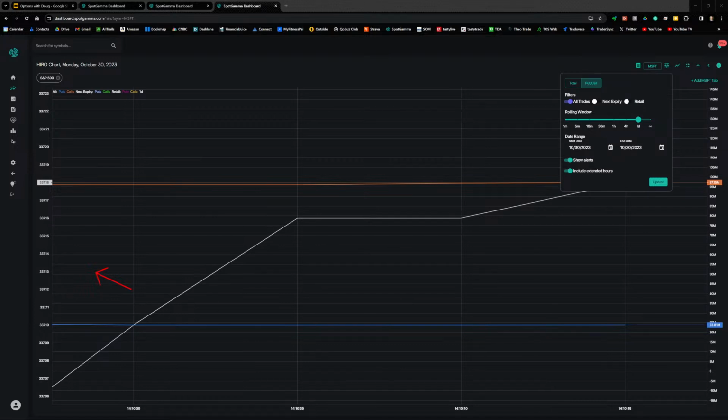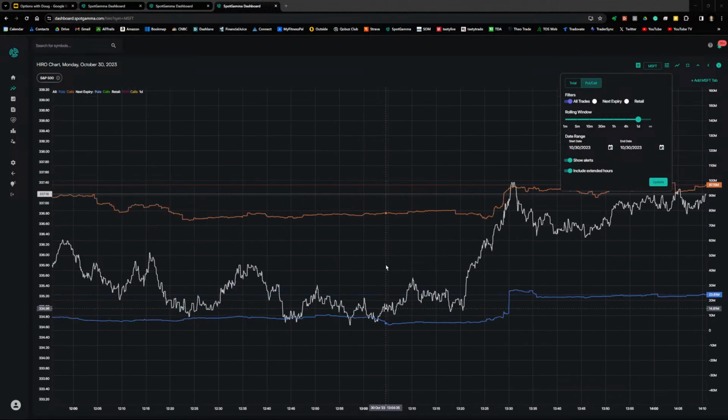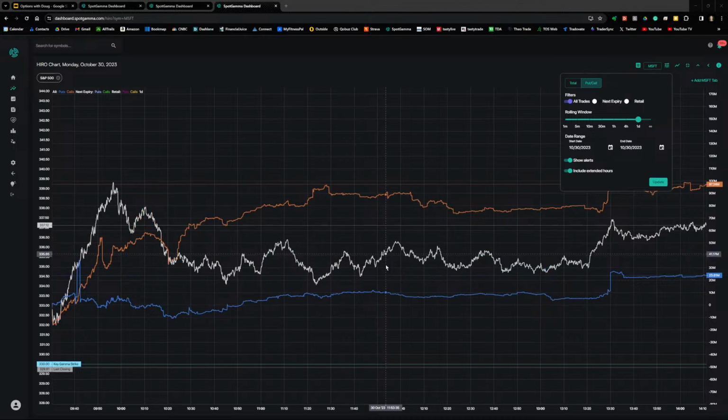When traders buy calls in a stock, market makers sell the calls and they have to buy stock to hedge their delta exposure. Sorry about that. Try again. So also they were really not doing much with puts in the morning. Blue line pretty flat. Aggressively buying calls.